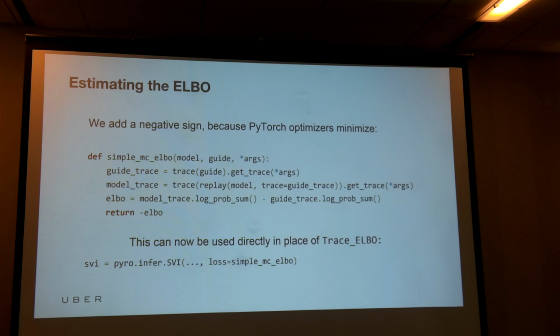And finally, because of the way PyTorch is implemented, PyTorch optimizers minimize loss functions. You keep taking steps, adding a sign to the gradient such that you're minimizing the loss function. So we just take our super simple ELBO implementation here and add a negative sign. And now there's no more boilerplate. We can use this directly in place of Pyro.infer.Trace_ELBO.